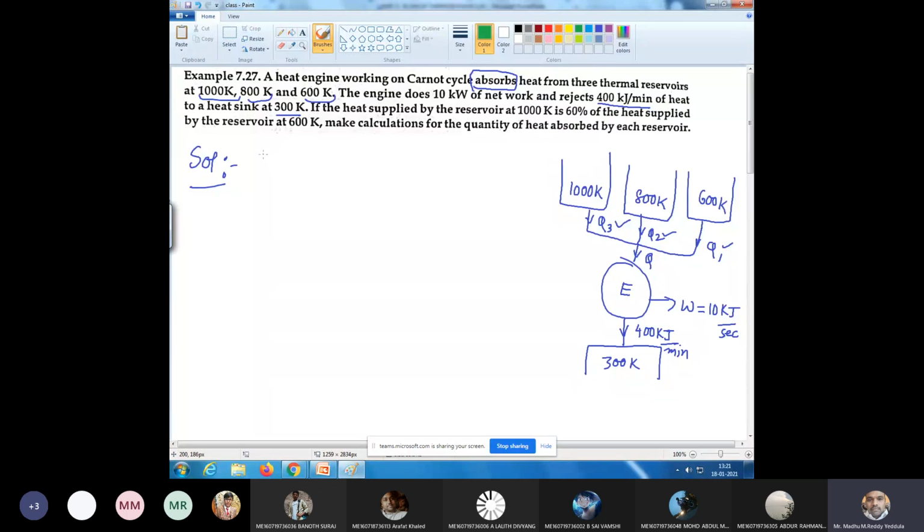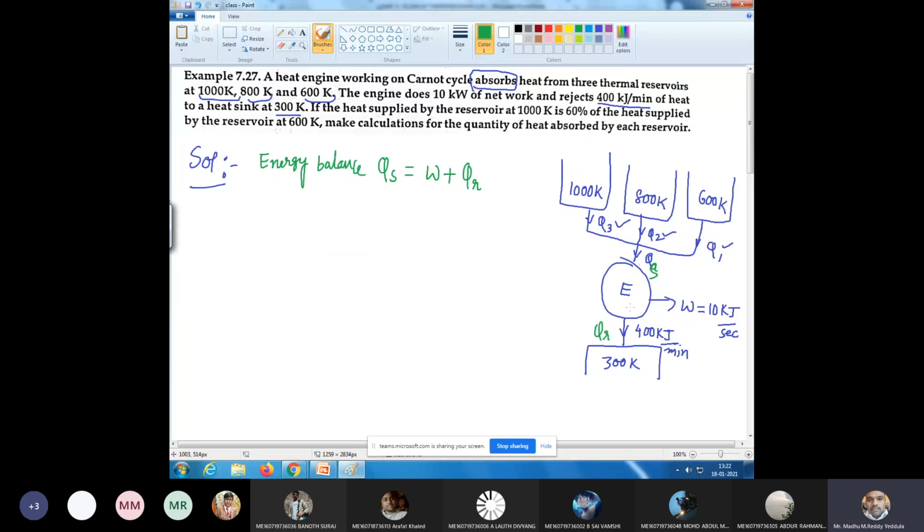First, if you apply the first law, the energy balance equation: Q is going inside, and W and heat rejection are coming out. So this is Q supplied. If you write the energy balance, Q supplied is equal to work done plus heat rejected, W plus QR. Very good.